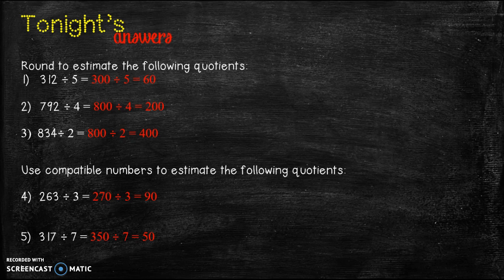Number 4 and 5, we're using compatible numbers to estimate the quotients. So 263 divided by 3, we're looking at multiples of 3 there. So we're going to change 263 to 270 divided by 3 equals 90. In problem number 5, 317 divided by 7, well, we know that 35 is a multiple of 7. That's relatively close to 317. So we would change that to 350 divided by 7 equals 50.